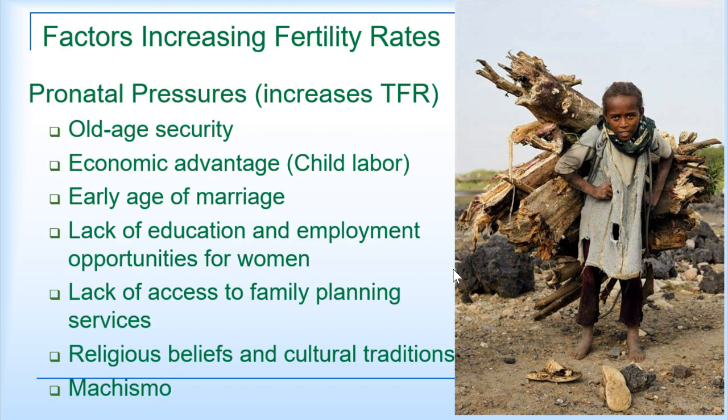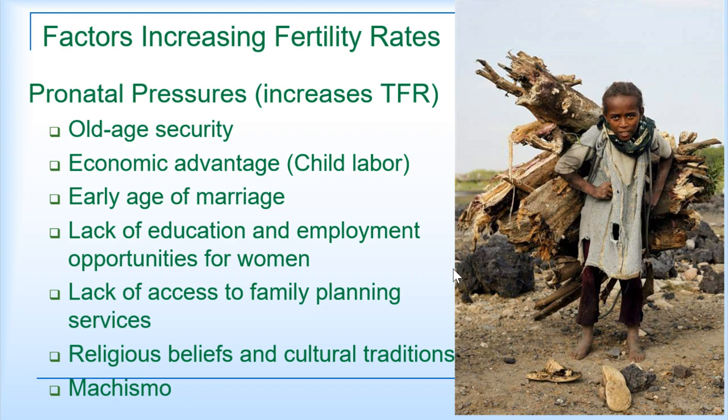And old age security, having your children take care of you when you're old, is very common in many, many countries. The more children you have, the more sons you have, the more likely you are to have old age security. Also, in lots of places, little hands mean more work, right? And more work means more money. And so child labor, more children means more money coming in because you can put them to work. The earlier that you get married as a woman, or the earlier that you start having children, the more children that you can have in your lifetime, right? So simply delaying marriage and the birth of children actually will decrease the number of children a woman has.